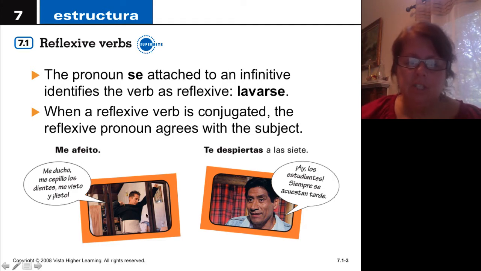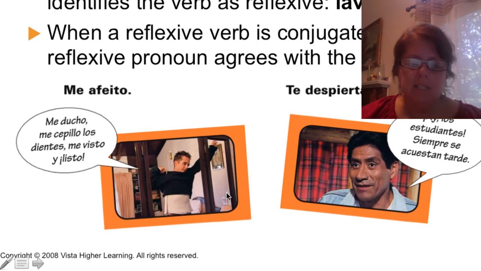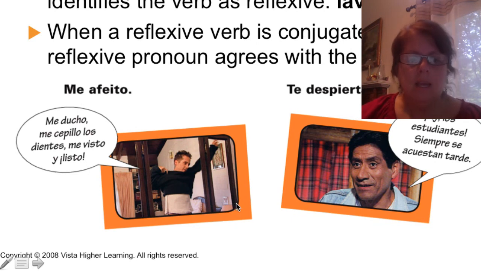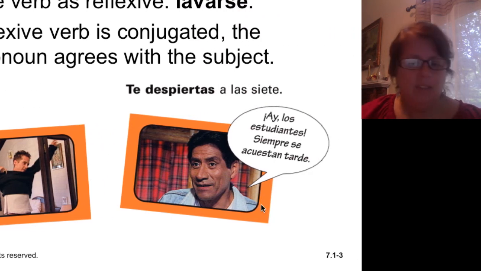Look at the first picture here on the bottom of the slide. There's a gentleman who says, me ducho, me cepillo los dientes, me visto y listo. I'd like you to try to translate that. Pause the slide and translate that. You also want to translate the second slide. And the gentleman says, ay, los estudiantes siempre se acuestan tarde. Write what you think that means down too, and this is part of your homework, so make sure you try it.